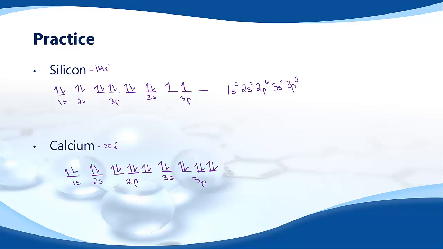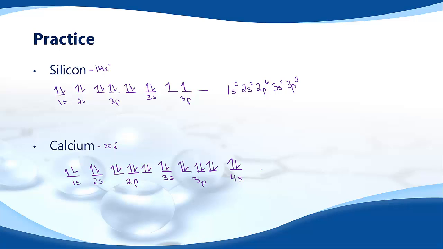After 3p, the next one from your diagram that fills in is 4s. 3d gets skipped over a little bit because d's and f's work a little bit weird, right? So 4s is the next one according to our filling order. This would be 19 and 20. I've drawn 20 arrows. I'm done.